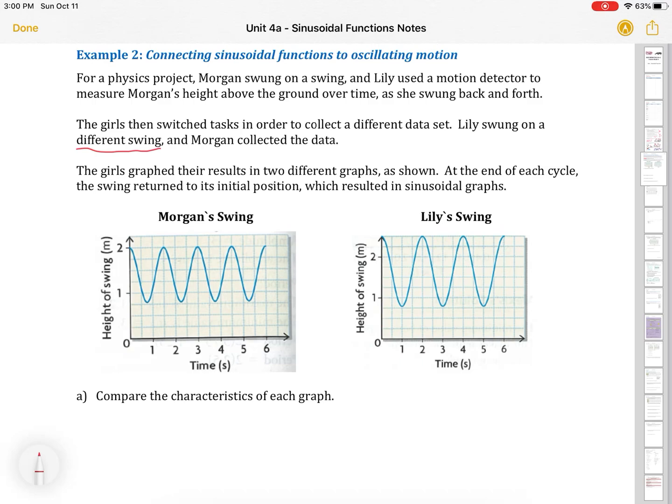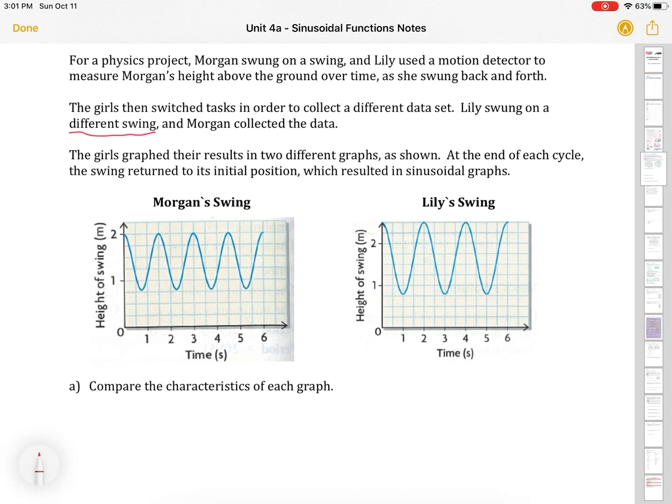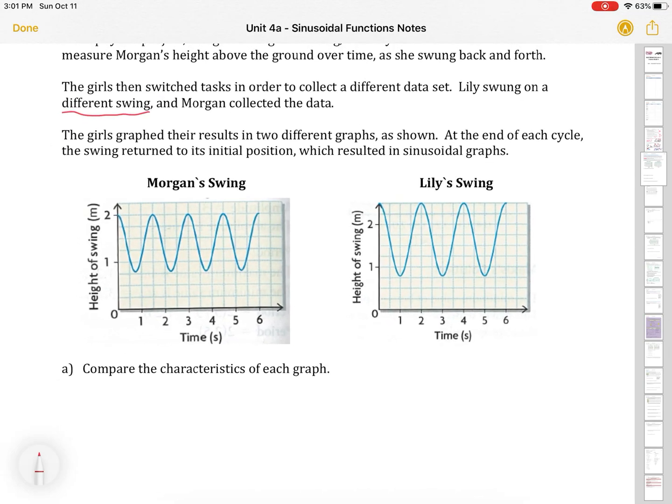So each swing is going to have a different length of chains, so it's going to be a different height off the ground, and also each girl is going to swing at a different rate. The girls graphed their results in two different graphs as shown below. At the end of each cycle, the swing returned to its initial position, which resulted in the sinusoidal graphs. Okay, so we have our two graphs here, and we're going to compare these, right?